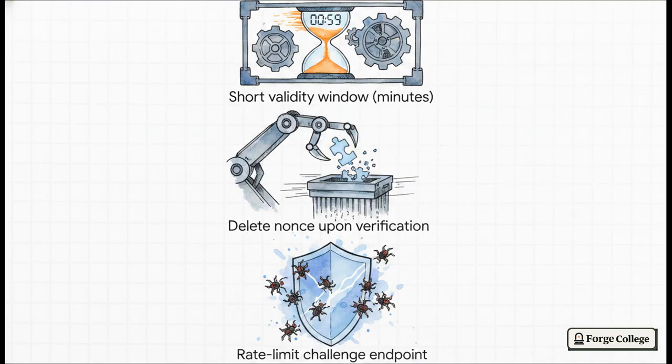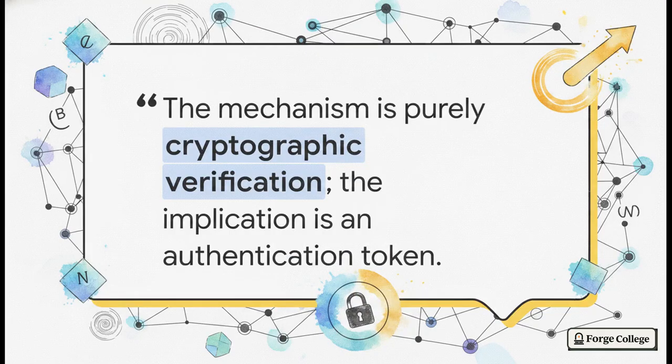First, that challenge we issue, it needs a very short validity window. We are talking minutes here, not hours. Second, and this is the big one, single-use challenges. The literal microsecond your Verify endpoint successfully validates a signature, it must delete that nonce from its database or cache. If you delete the nonce immediately upon success, an intercepted signature becomes totally useless to an attacker because the server will simply say, hey, I have no record of this challenge. And finally, you definitely want to rate limit the endpoint that generates the challenges to prevent malicious bots from overwhelming your server's memory.